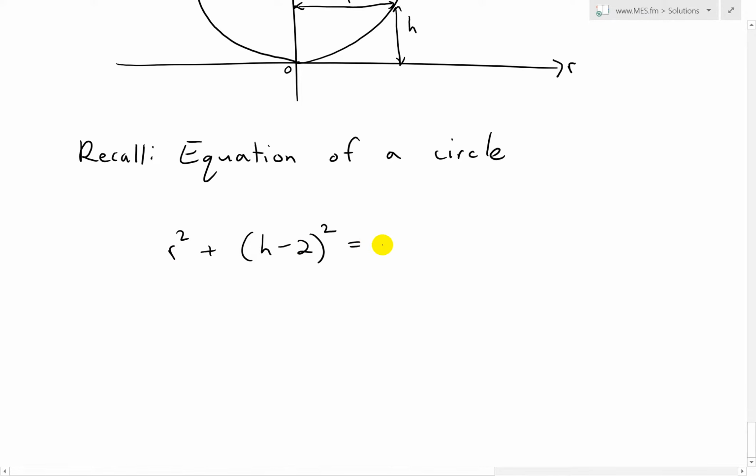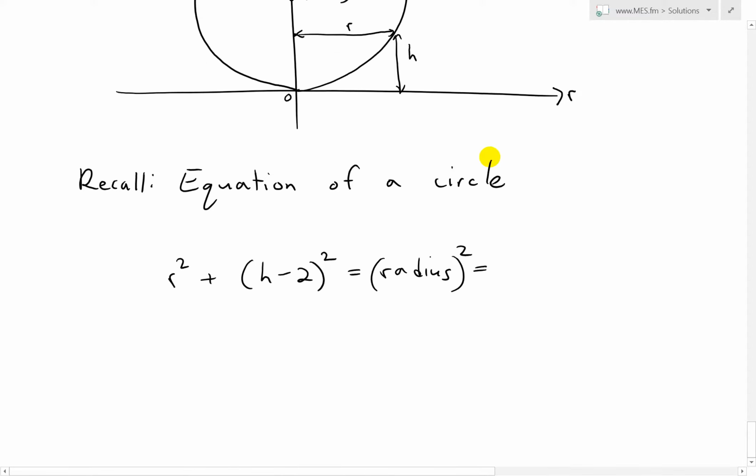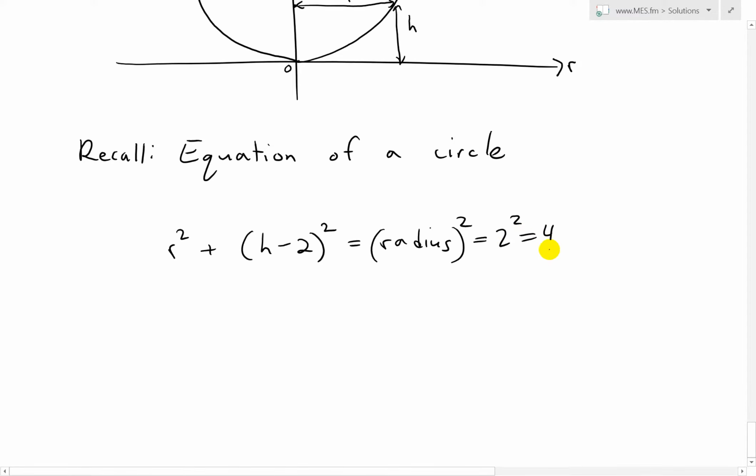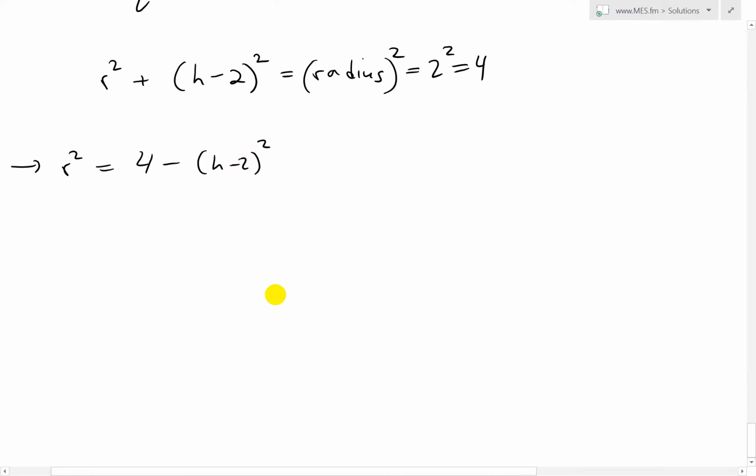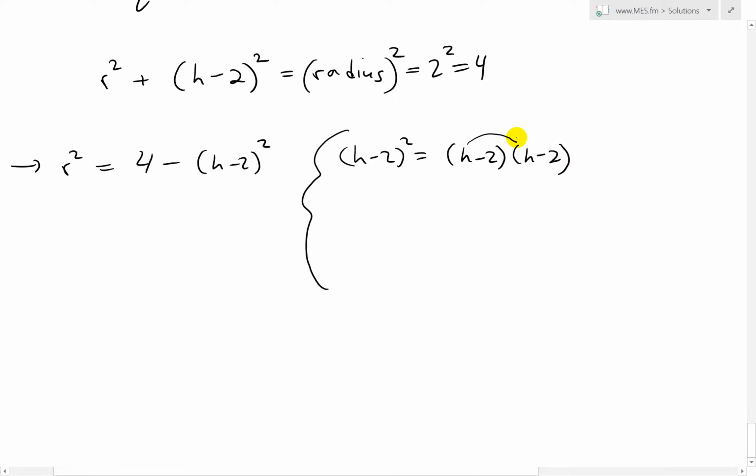And then we have this equal to the radius of the circle squared, where the radius of our tank is 2 meters. So 2 squared equals 4. If we rearrange this, we get r squared equals 4 minus (h minus 2) squared. Now let's expand (h minus 2) squared with the FOIL method, which is (h minus 2) times (h minus 2). Again, recall the FOIL method; if you want to learn more about it, watch my earlier video in the link below.